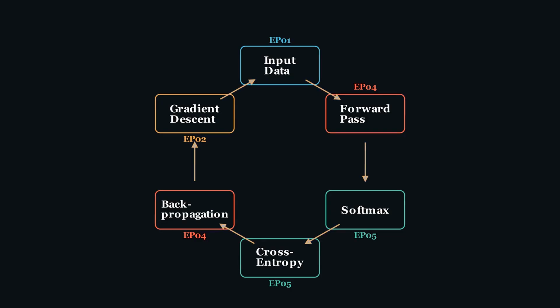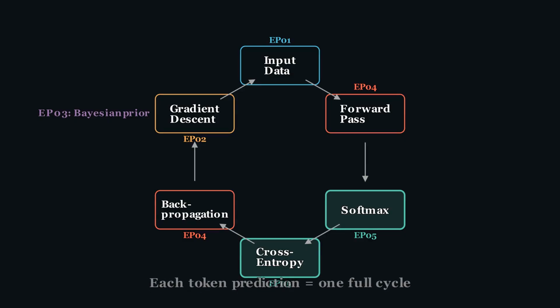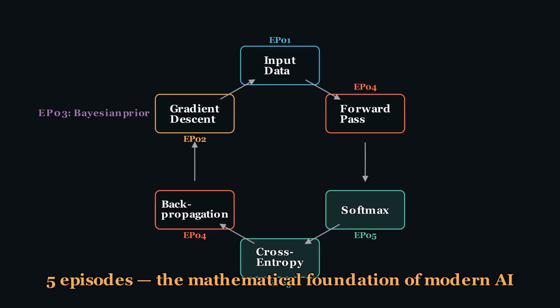Then it loops back to the beginning with the next batch of data. Today's 2 new pieces, Softmax and cross-entropy, sit right at the heart of this pipeline. Softmax turns computation into decision. Cross-entropy measures the quality of that decision. And episode 3's Bayesian thinking is hidden here too. Weight decay, L2 regularization, is mathematically equivalent to a Gaussian prior on the weights. GPT processes trillions of tokens. Each token prediction is one revolution of this cycle. 5 episodes, and we've covered the mathematical foundation of modern AI.